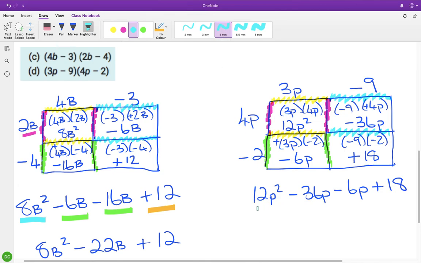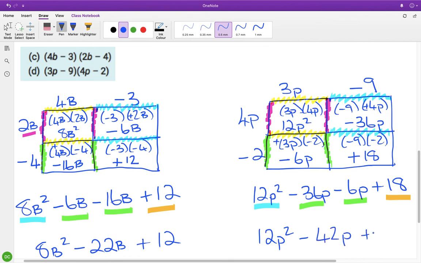And we'll do families, the p squared family, the p family, and the constant. So I have 12p squared. These two just get minused, so minus 36 minus 6 is minus 42p and then plus 18.